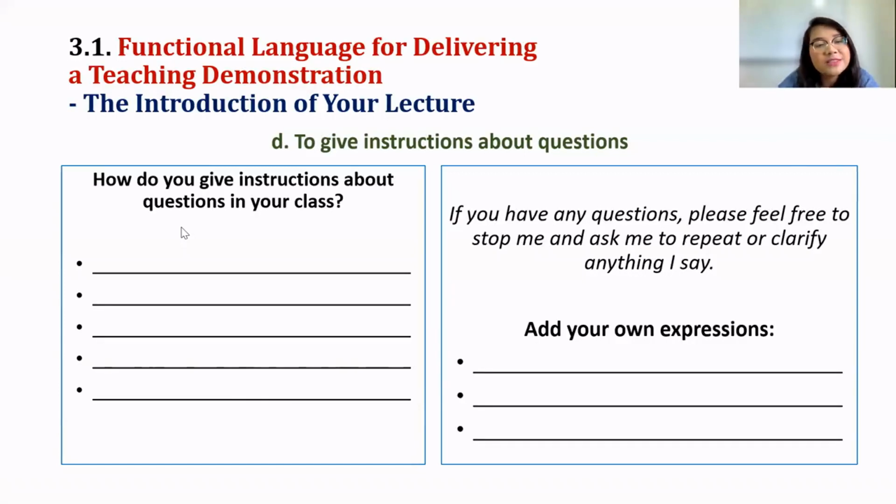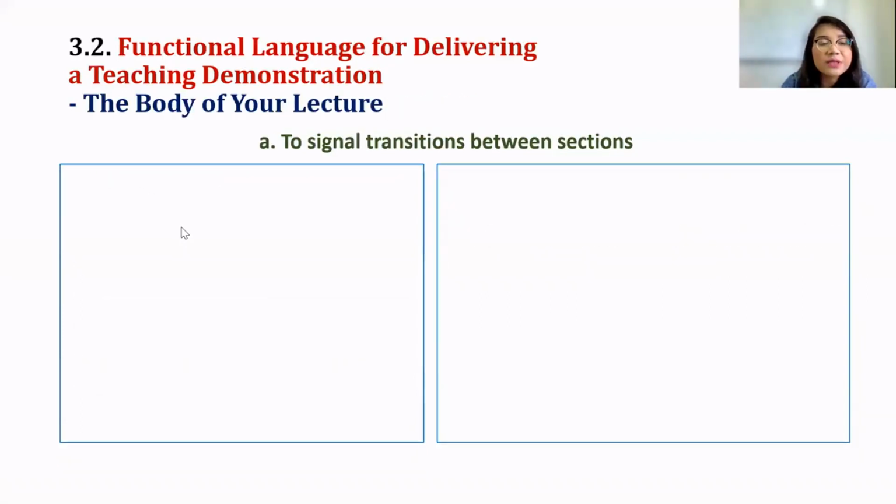All right, let's move on to the next one. Functional language for delivering a teaching demonstration, but now it's about the body of your lecture. So we already covered the steps in the introduction, or the real opening, of our lecture. Now let's see what to do and what to say for the body of our lecture. And the first step in here is to signal transitions between sections. So in our teaching, especially if our class is long, there will be a lot of sections, right? So how do we give a clear signal of transition between sections so our students won't be confused?